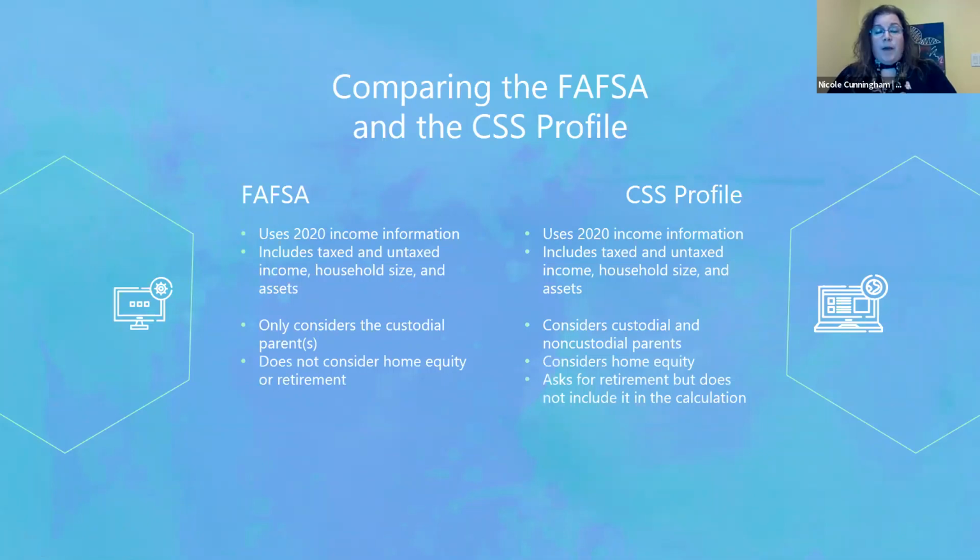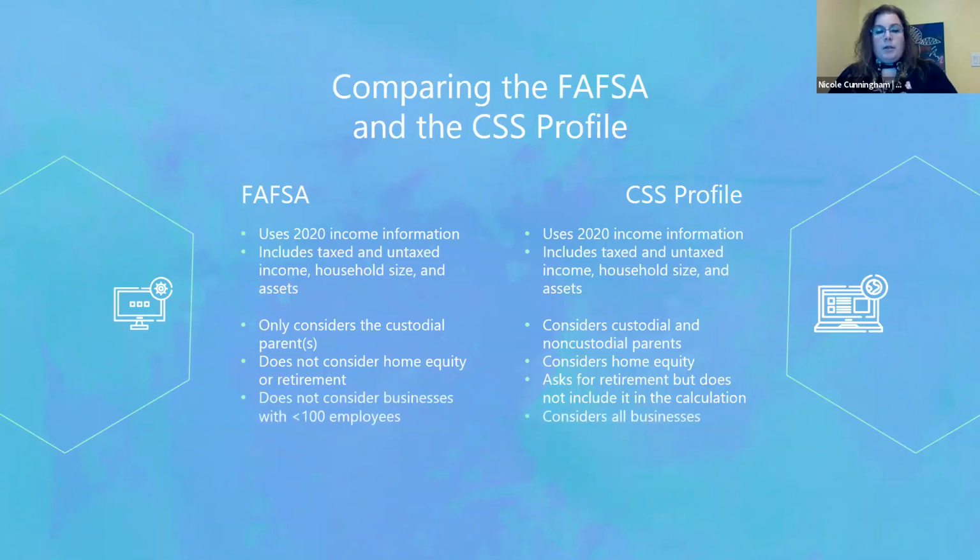Additionally, one of the things that the FAFSA does not ask for is home equity. Home equity is not considered in terms of an asset when completing the FAFSA, nor does retirement income or total retirement value get factored into the FAFSA application. On the other hand, with regards to the CSS profile, it does consider home equity as a measure of a family's overall financial strength, and it will ask for information about the value of your retirement, but in actuality, it's more for data analysis and statistical reasons. It will not be counted in the overall calculation for a family.